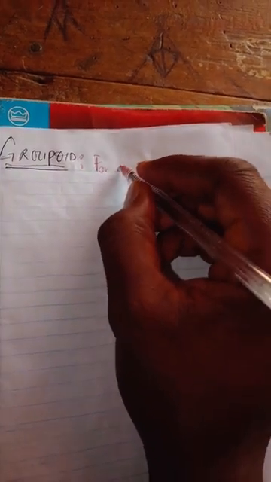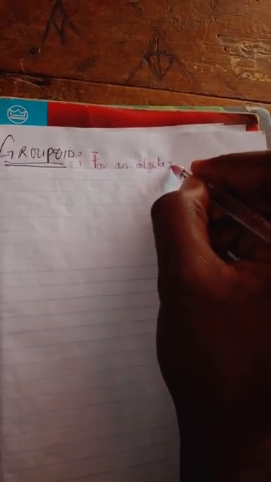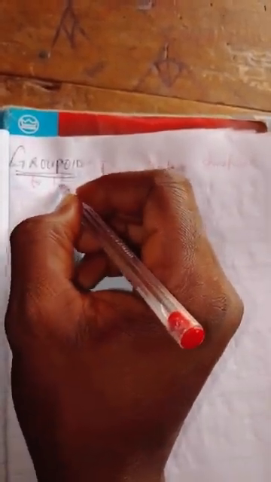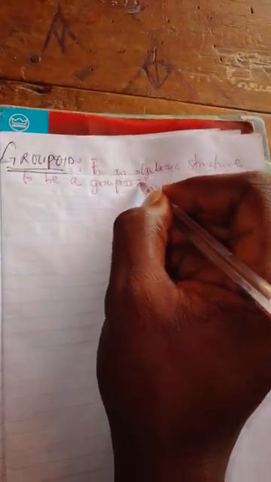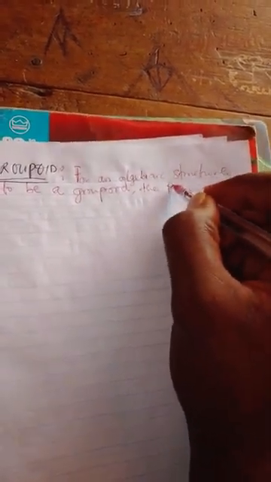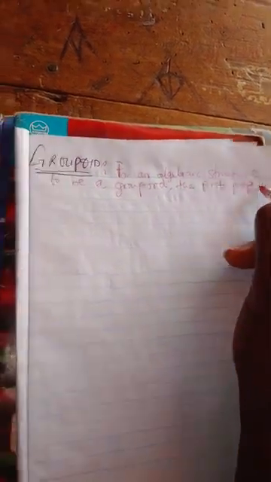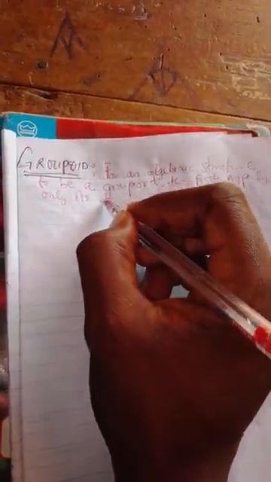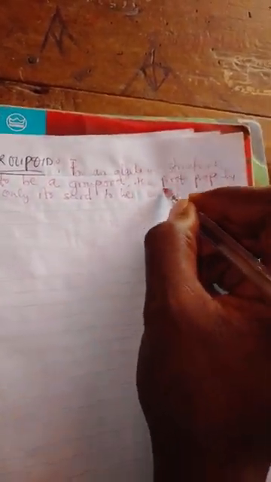Now, for an algebraic structure to be a groupoid, the first property only is said to be satisfied. So, for it to be a groupoid, I can say when just only one property among those four properties is being satisfied, then we say it is a groupoid. Are you following me? Then we say it is a groupoid.